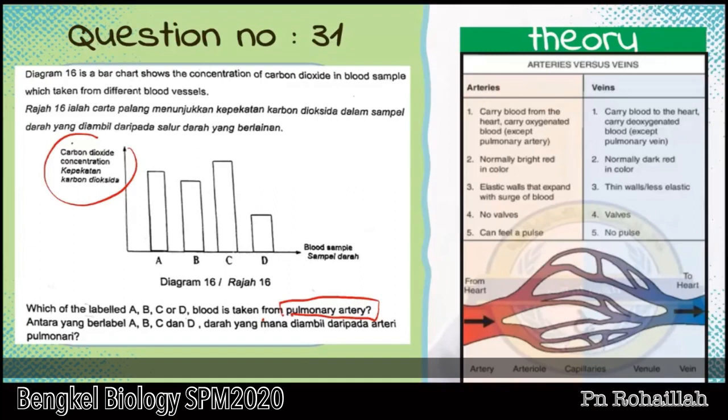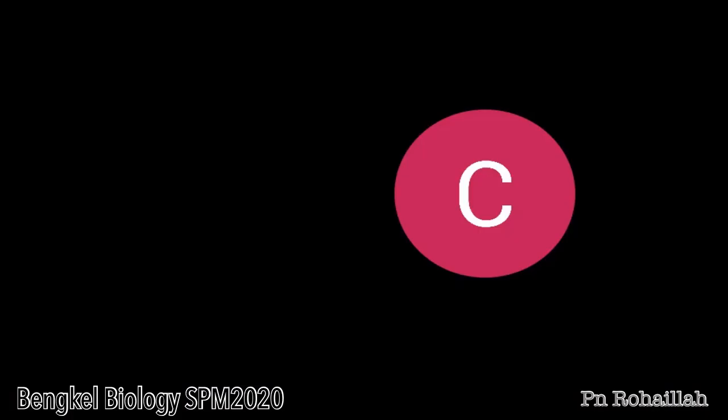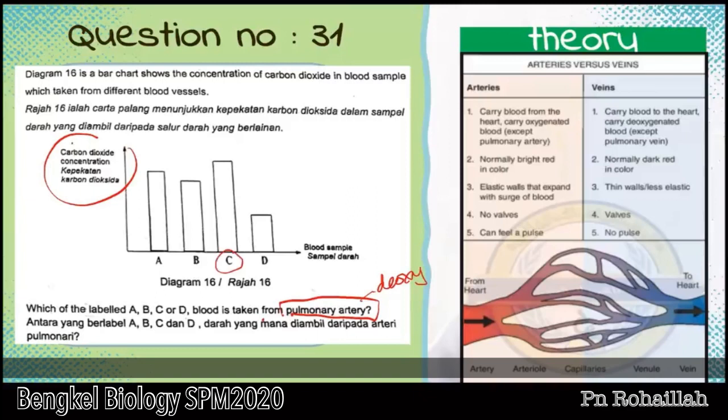Okay, pulmonary artery. Look here. Pulmonary artery carries deoxygenated blood. So that's why dia mestilah carbon dioxide yang paling tinggi. So the answer is C. Okay, so next.